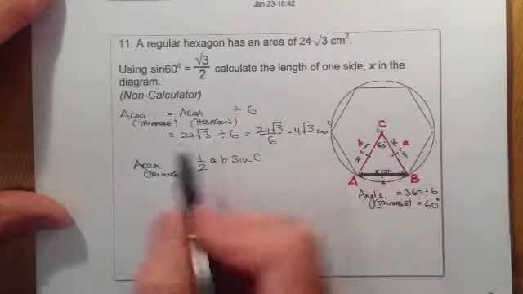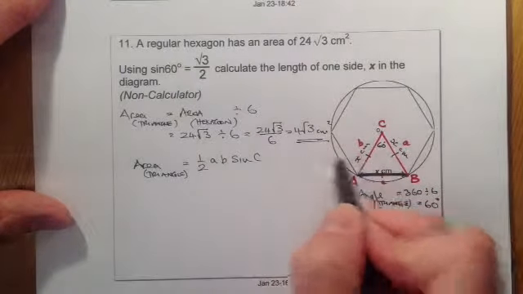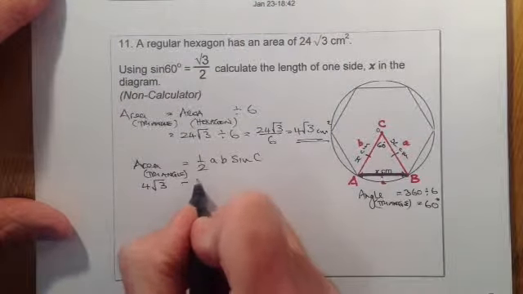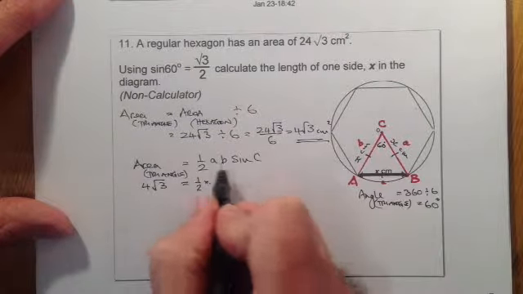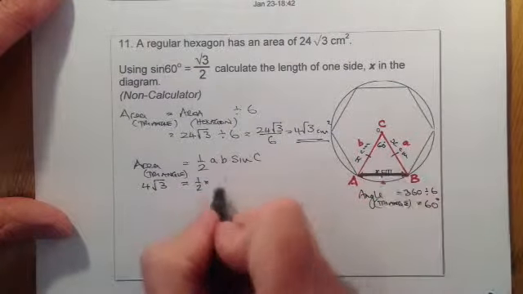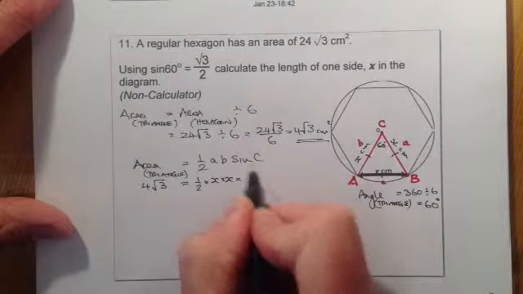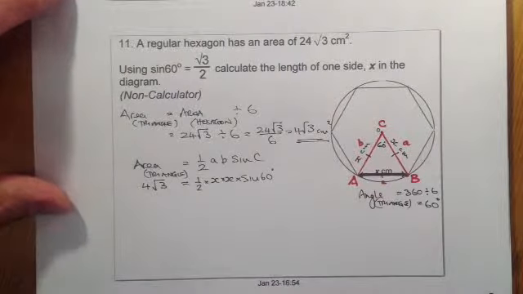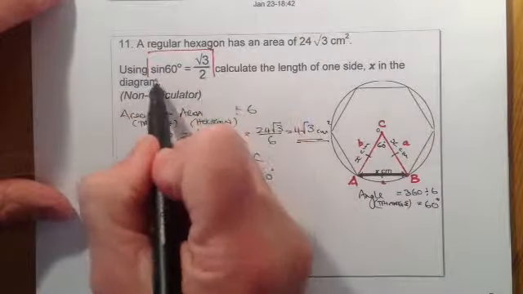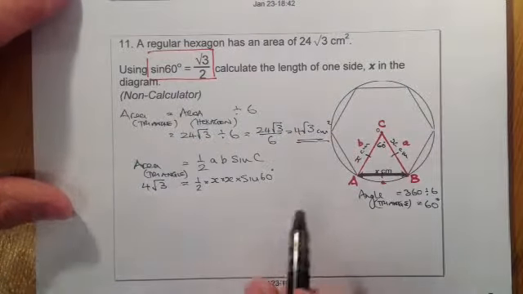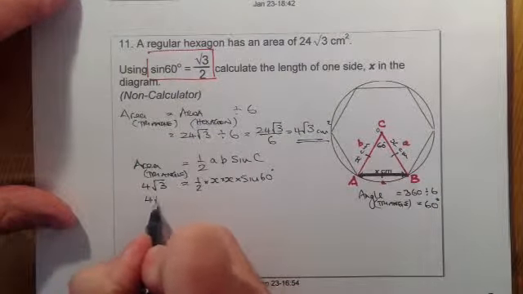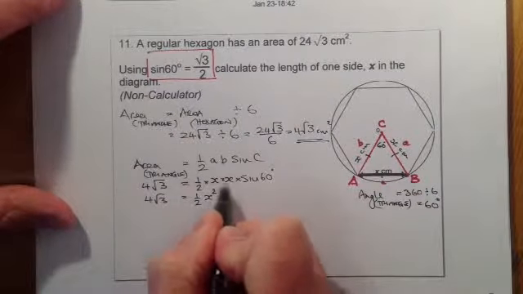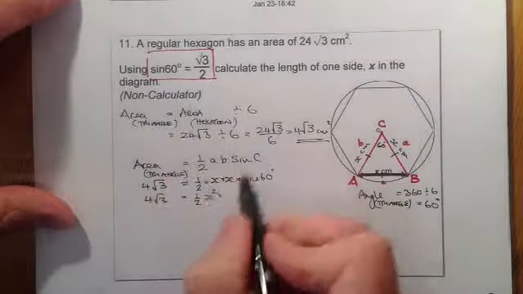Let's put the values that we have in. So what we worked out was the area of a triangle is 4 root 3, and we've got half, and that's going to be times A, and A is x and B is x as well. So it's going to be x times the sine of 60 degrees. We've been given in the question sine 60 is equal to root 3 over 2. So let's substitute that in. So 4 root 3 is equal to a half, and I'm just going to put that in as x squared, the x times the x, and I've got root 3 over 2.